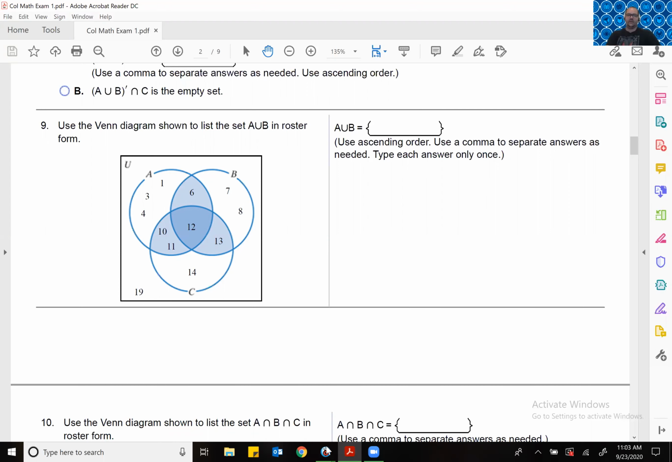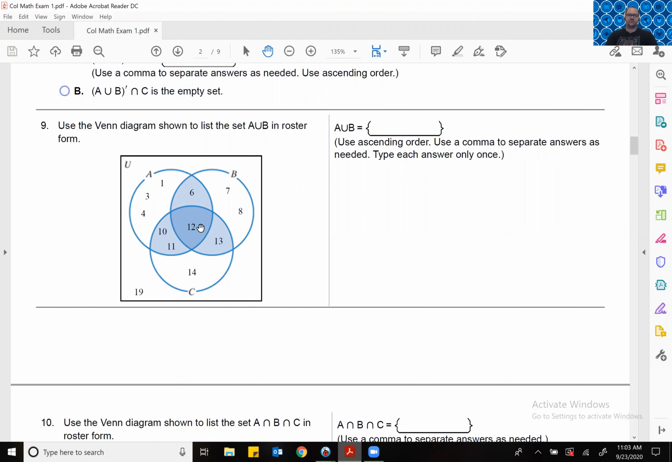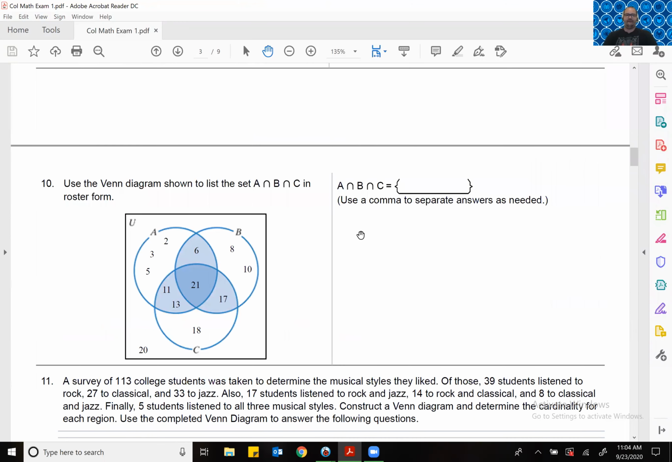So you would come in here, you would select, well, actually you wouldn't have to select anything, you just type it in there. So you put the 1, comma, the 3, comma, the 4, comma, 6, comma, 7, comma, 8, comma, 10, comma, 11, comma, 12, comma, 13, no comma after 13, sorry. All right, number 10.